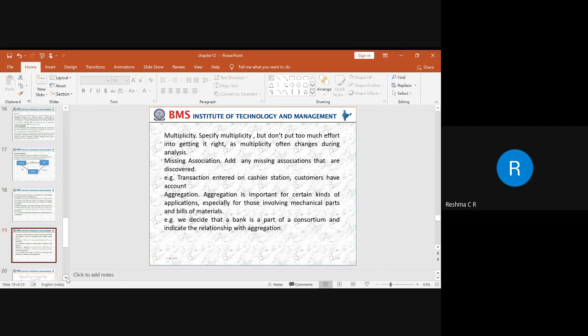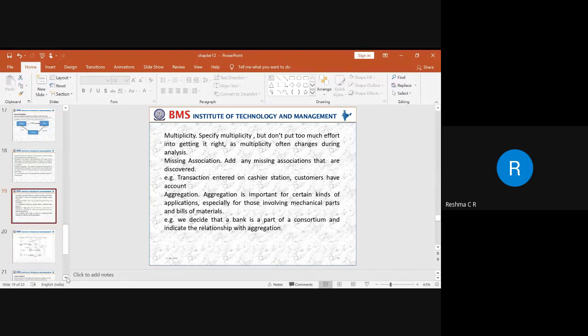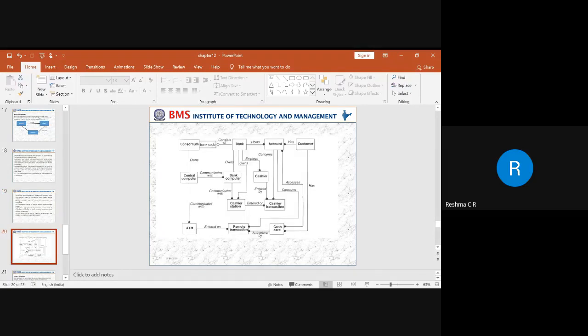Aggregation is also a type of association. So in what way this aggregation can be helpful, that has to be identified. This is an initial class diagram of an ATM case study. For this ATM case study, we are trying to use a consortium, central bank, and we are using an ATM as a class.